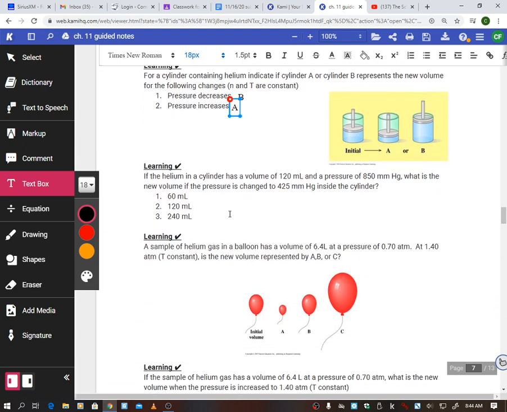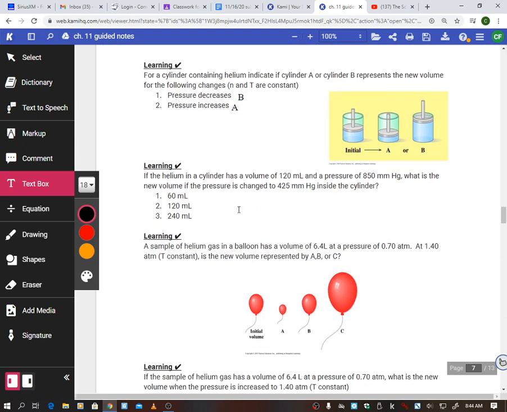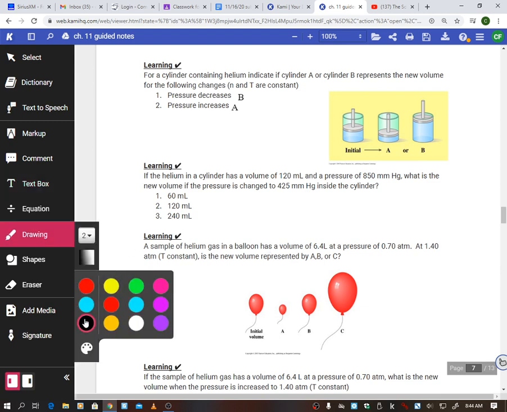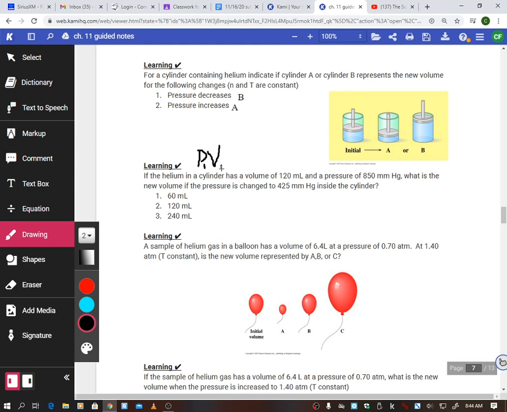All right, the next learning check is going to be a math one. Now remember, pressure 1 times volume 1 equals pressure 2 times volume 2. So let me write that up here real quick. P1 times V1 equals P2 times V2. Sorry guys, that is not very good writing.